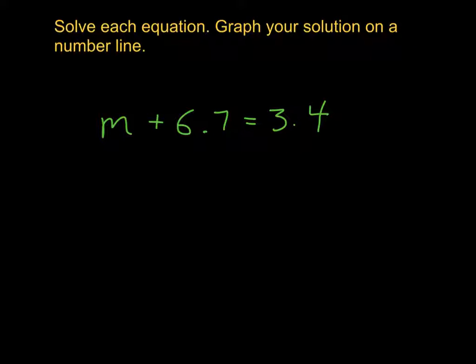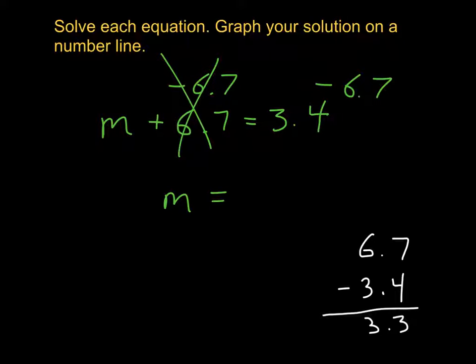On this one, I'm going to use my subtraction property of equality, and I'm going to subtract 6.7 from each of these. So that crosses out this side and leaves me with m. And now I have 3.4 minus 6.7. Now I know that my final answer is going to be negative because I have 3.4, but I'm taking away more than 3.4, taking away 6.7.